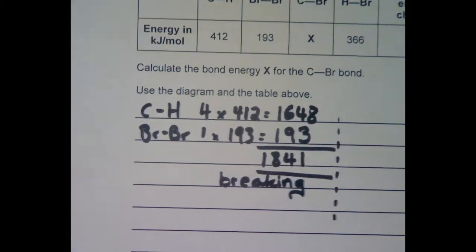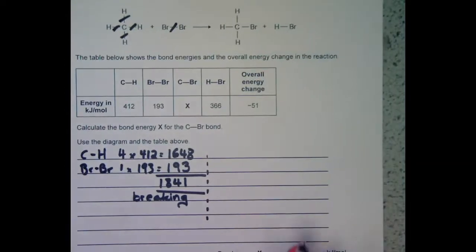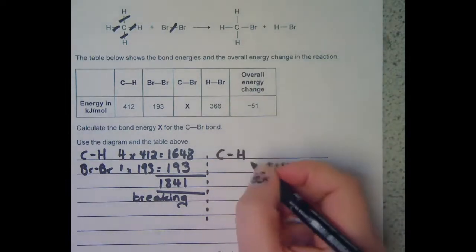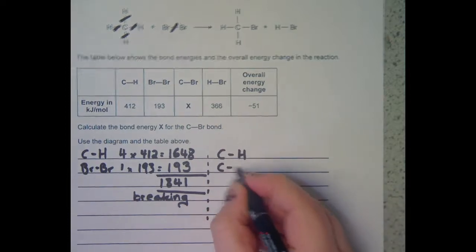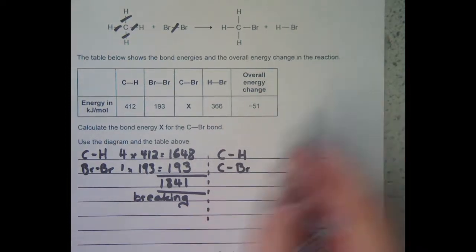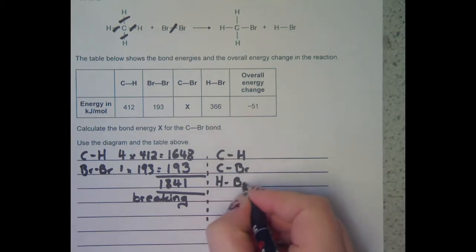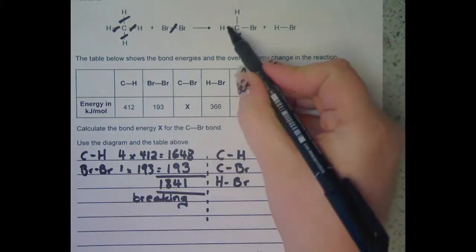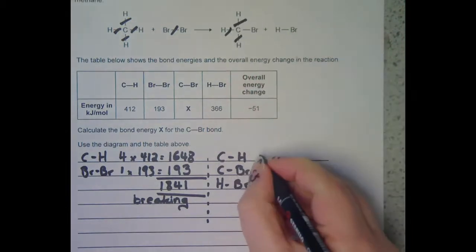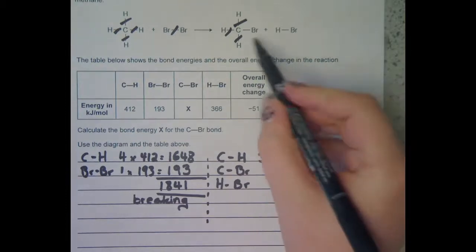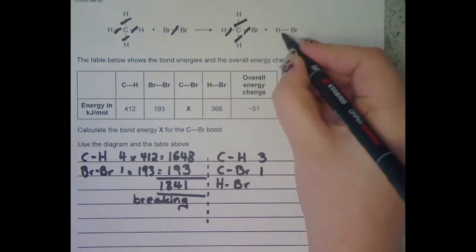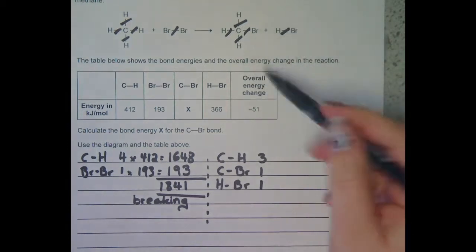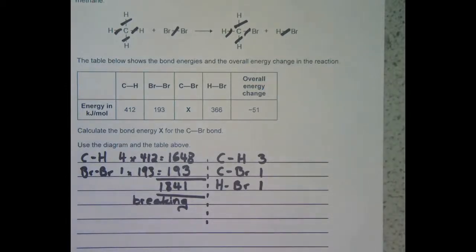Now to deal with the right hand side. I'm just going to repeat the process that I did before again. I'm just going to have a look and see what bonds I've got. I've got a carbon attached to a hydrogen. I've got carbon attached to a bromine, and I've got a hydrogen attached to a bromine. And just like I did before, I'm just going to simply count up how many I've got. 1, 2, 3 carbons to hydrogens, 1 carbon to bromine, and 1 hydrogen to bromine. I do like crossing them out like that just because it makes sure that you've covered all of them rather than missing some out every now and again.